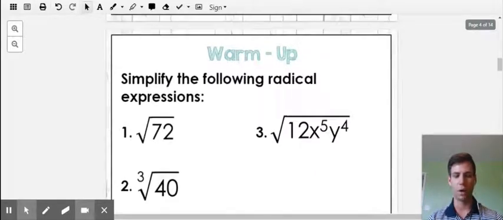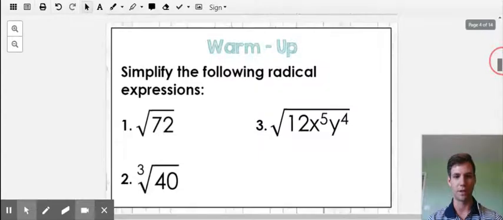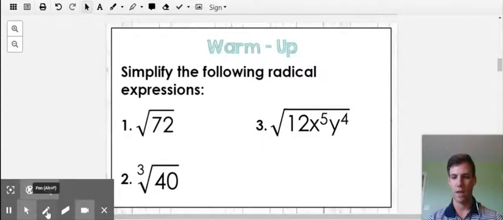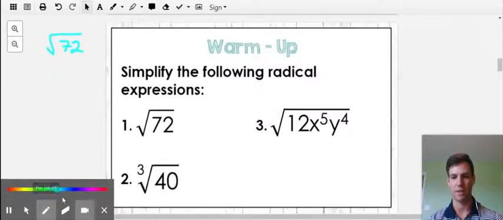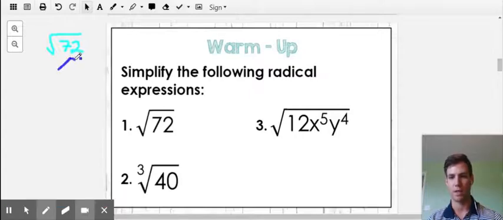As a review of prior lessons, we can go through a couple of these warm-up problems. For instance, let's start with number 1. If I wanted to simplify the square root of 72, I'd want to break it down into a factor tree. I believe that's the easiest way to approach it. The first thing I would do is split it into two things that I know multiply into 72. In this case, I'm choosing to use 9 and 8 because 9 times 8 is 72.